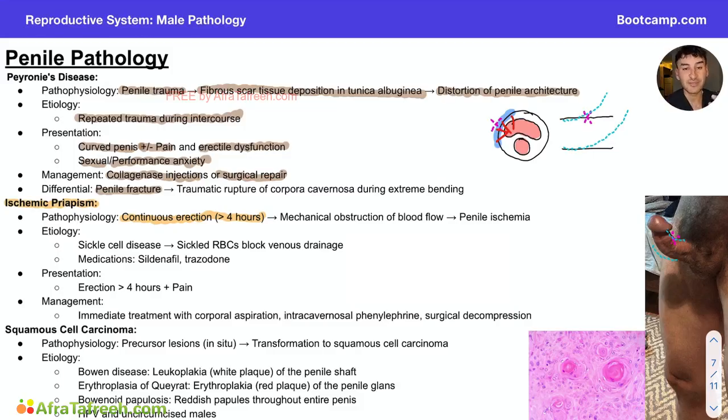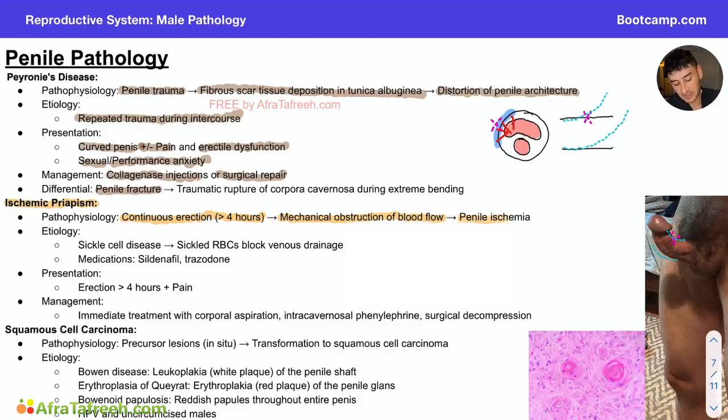Normally, erections are only supposed to last upwards of 30 minutes, and this is for the purpose of intercourse. The penis should not be engorged with blood for longer than that. So if we see a penis engorged with blood for longer than 4 hours, this is concerning because it leads to mechanical obstruction of blood flow. And we know that anytime we have obstruction of blood flow, we are at risk for ischemia and necrosis.